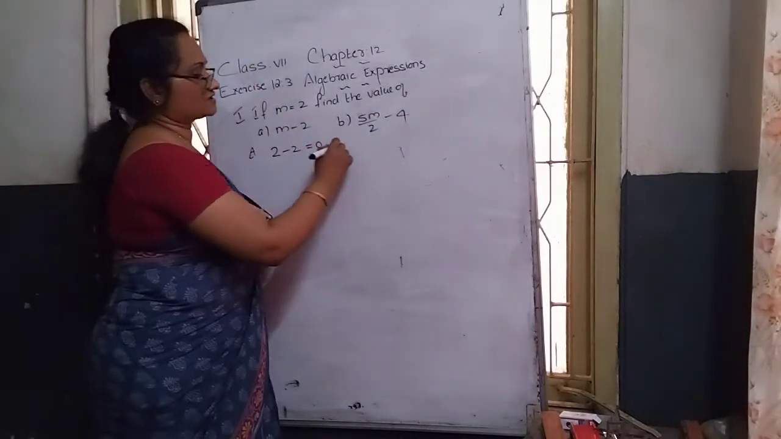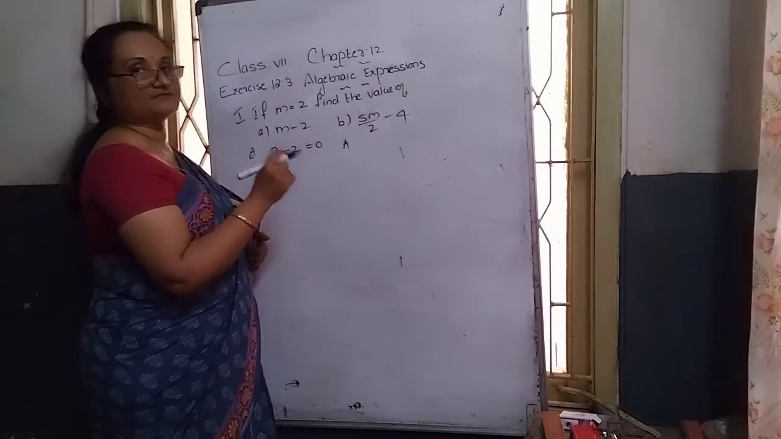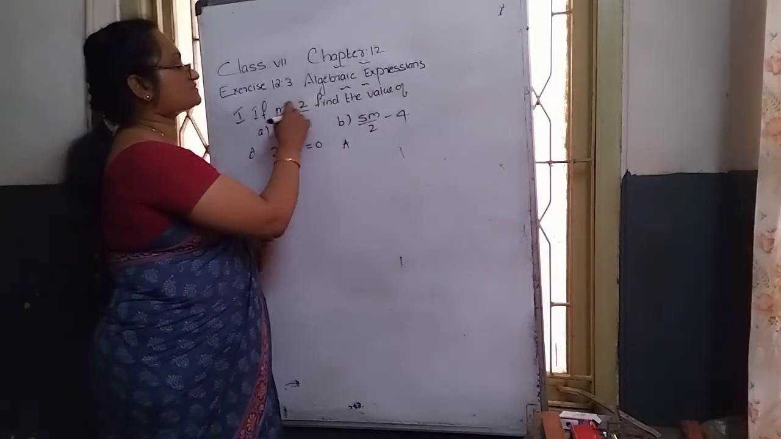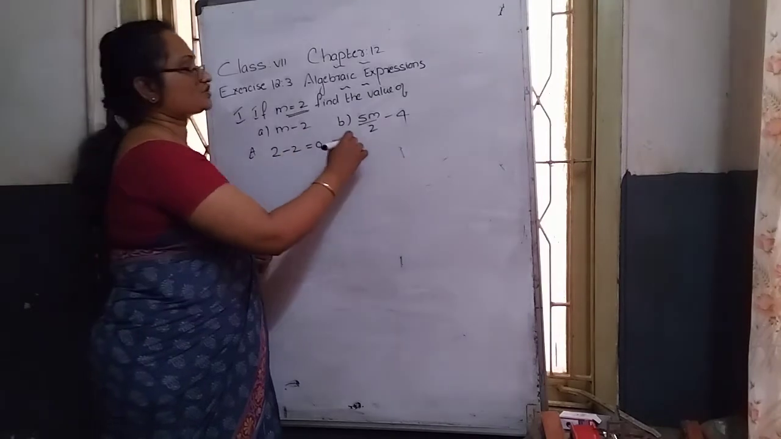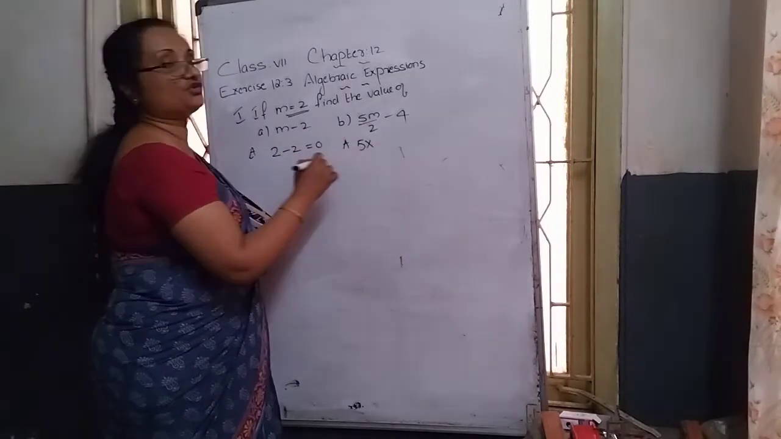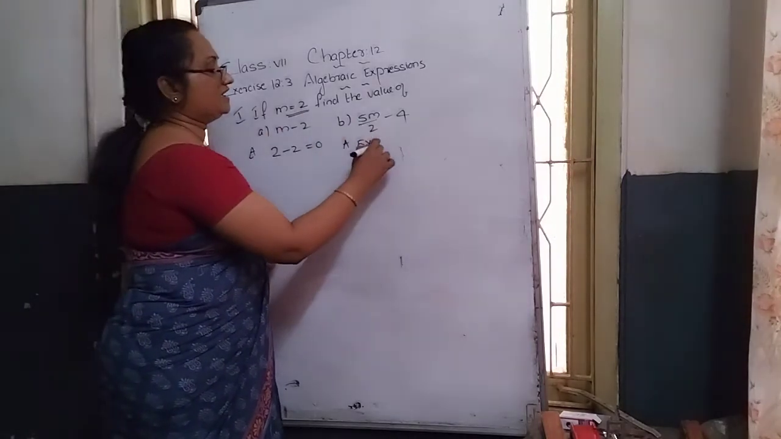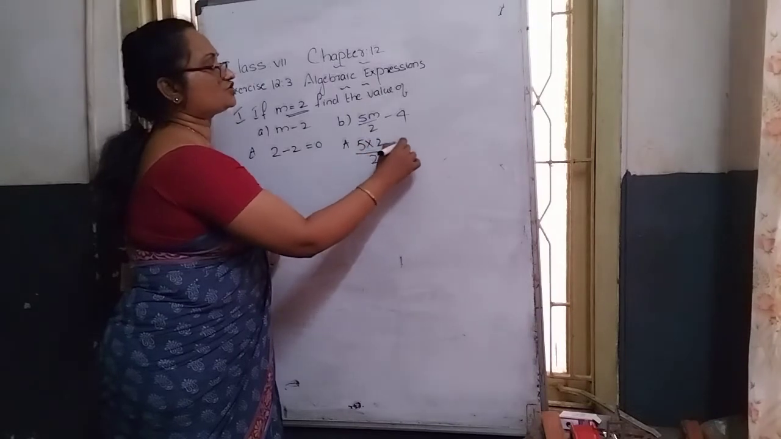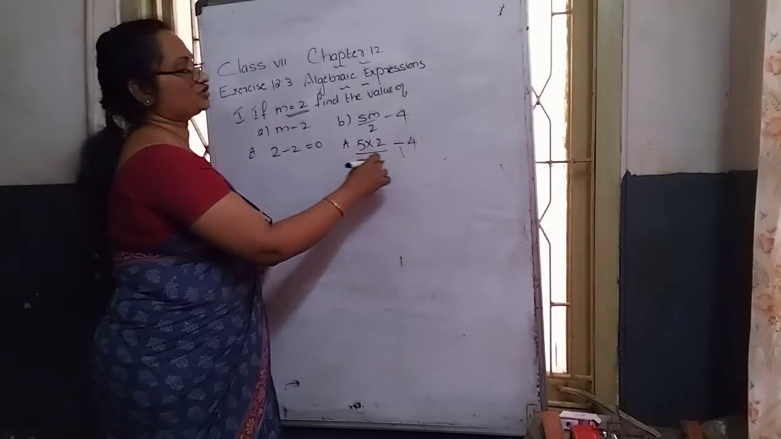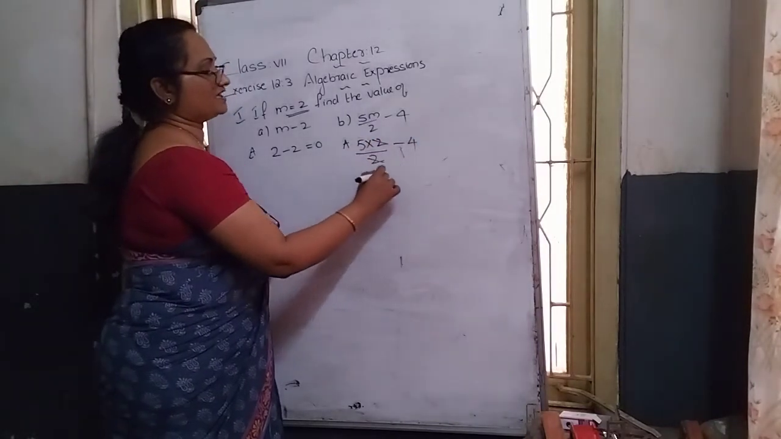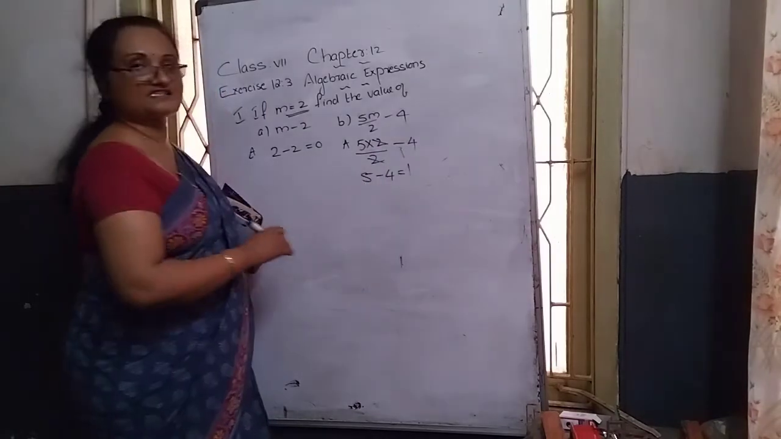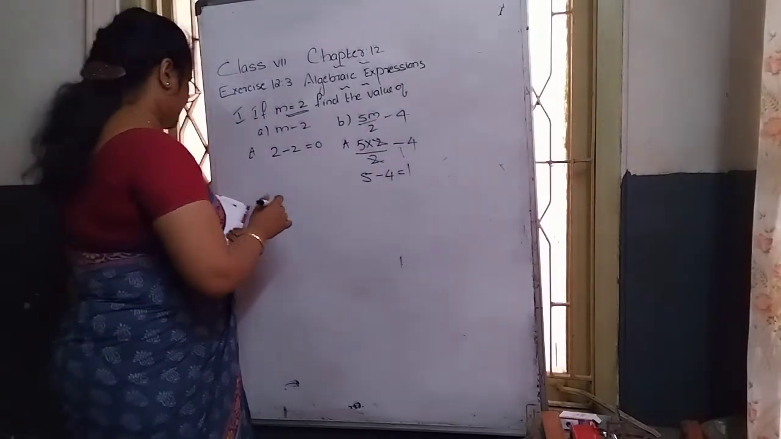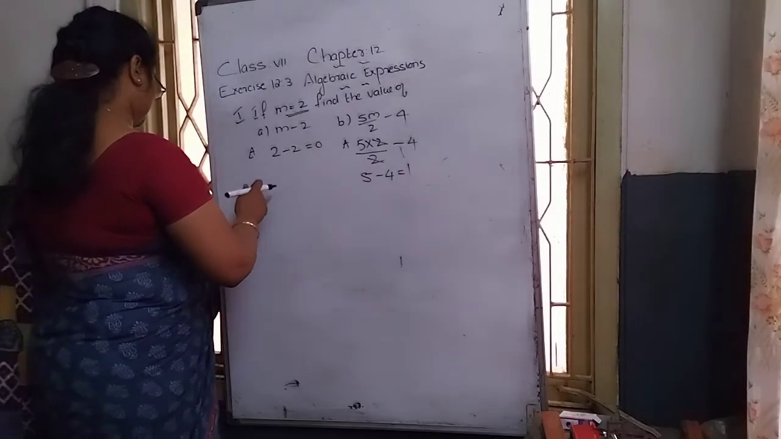Another question, b: 5m by 2 minus 4. In this second question also, what value is substituted in the m place? 2. So 5m means 5 into m, which is 2, divided by the denominator 2, minus 4. The 2s cancel. So 5 minus 4 becomes how much? 1 is the answer. This is the type of question.